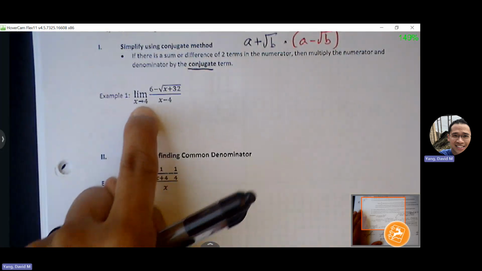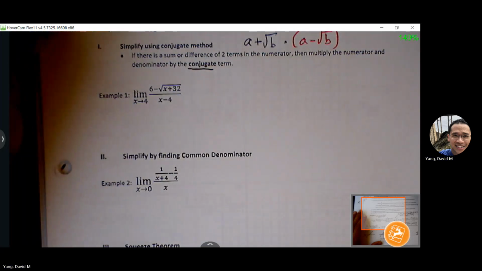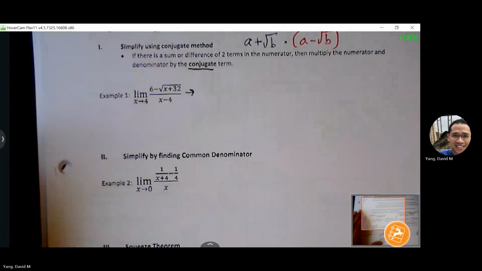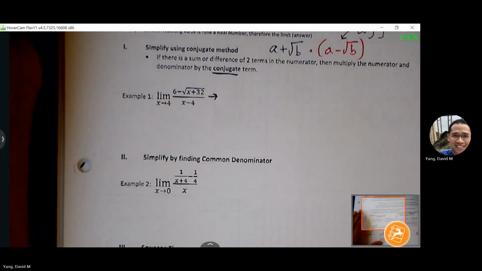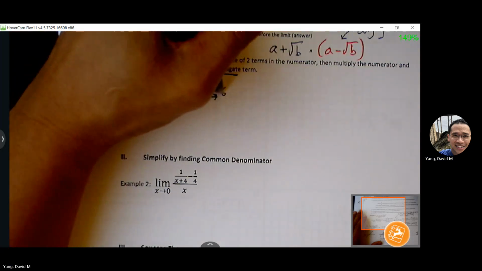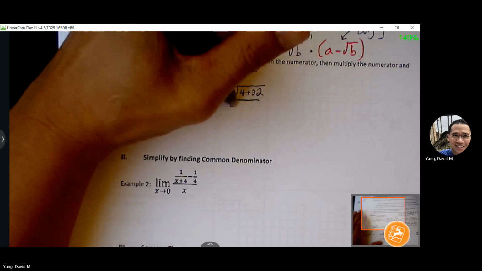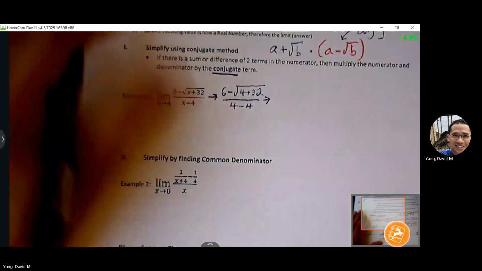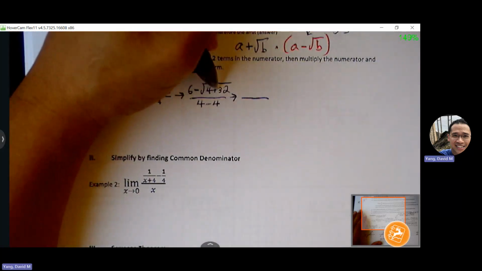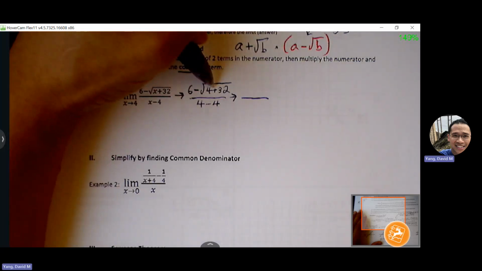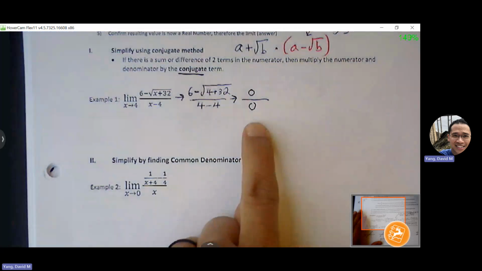All right, example 1, limit as x approaches 4, 6 minus root x plus 32 over x minus 4. Again, we don't want to assume anything. What's our first step? Direct substitution, right? So replace every x with 4. What do we get in the numerator? 4 plus 32 is root 36, which is 6. 6 minus 6 is 0. 0 over 0. Okay, so now we know there's a hole in the graph.